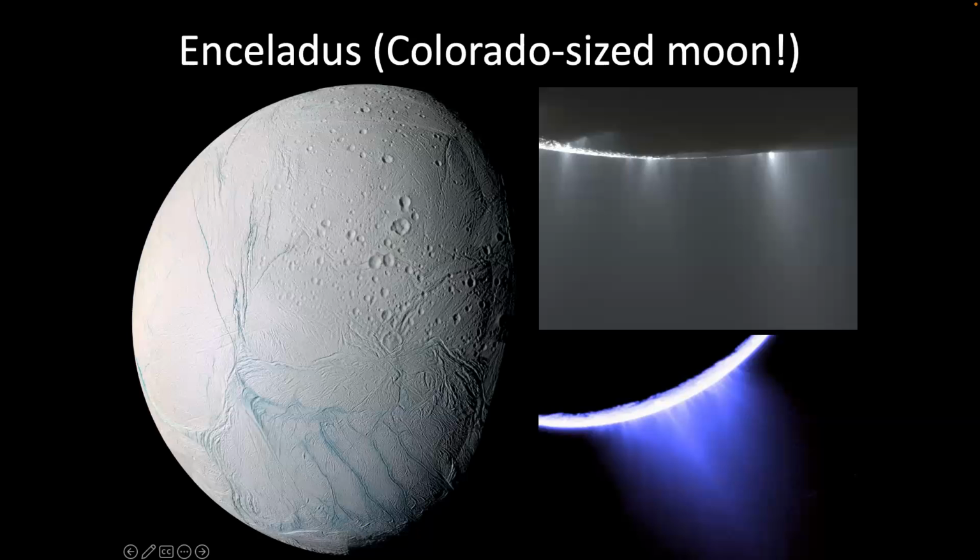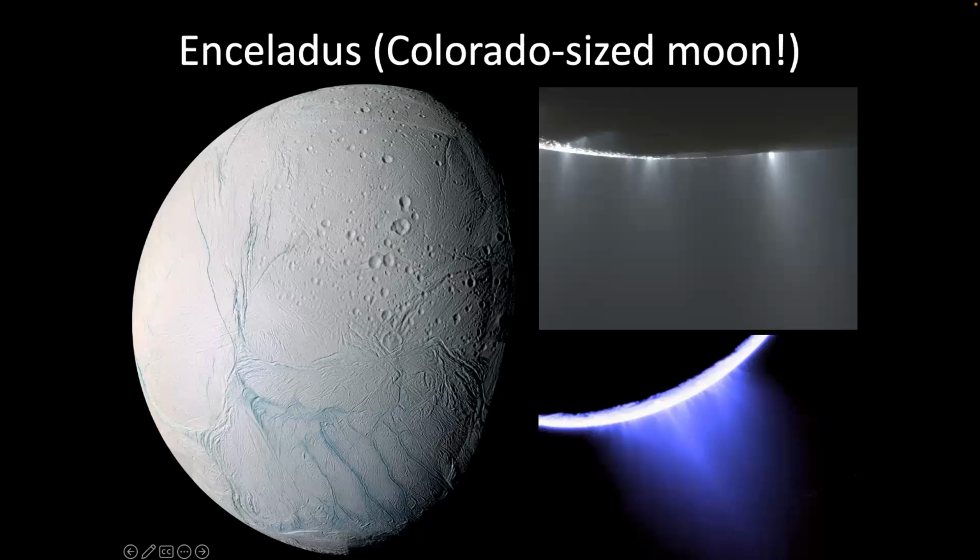But there's a really strong dichotomy. Down here, no impact cratering. Up here, lots of it. So what do we tell about these two different surfaces? Different age, which one's younger? One's at the bottom. And those are called the tiger stripes.